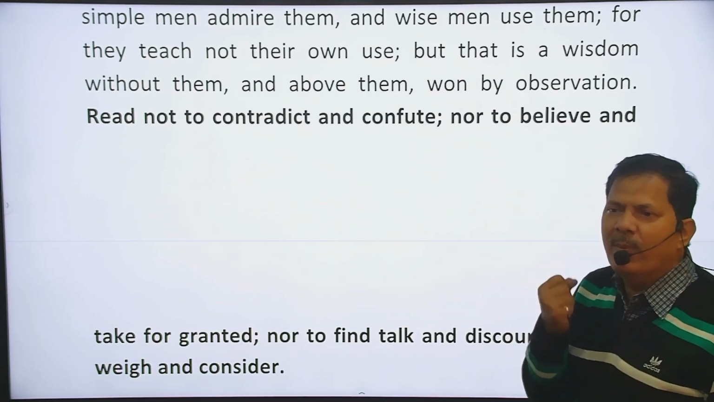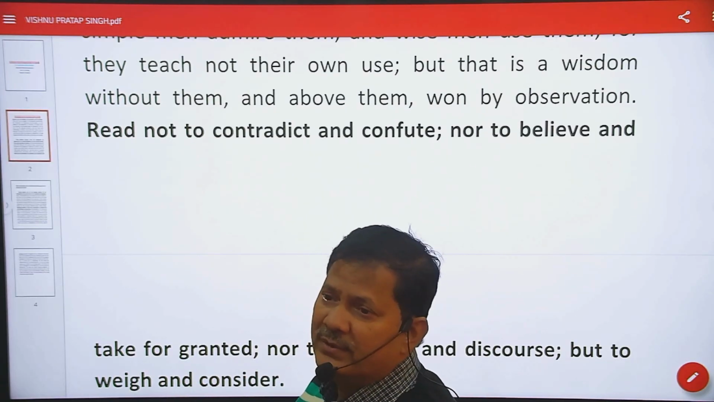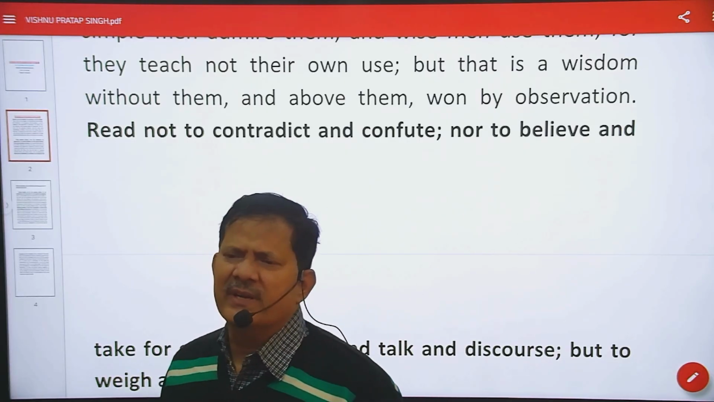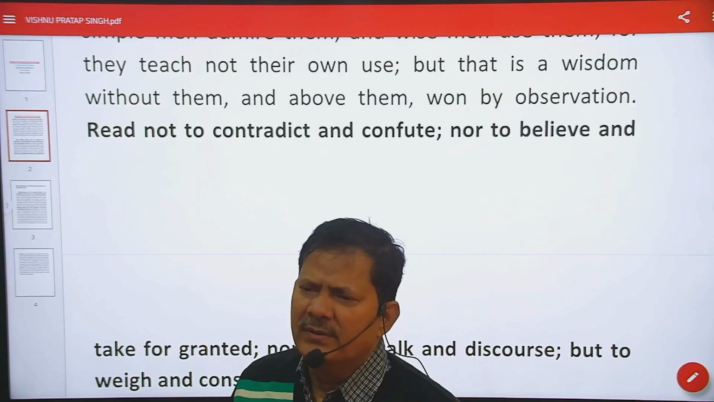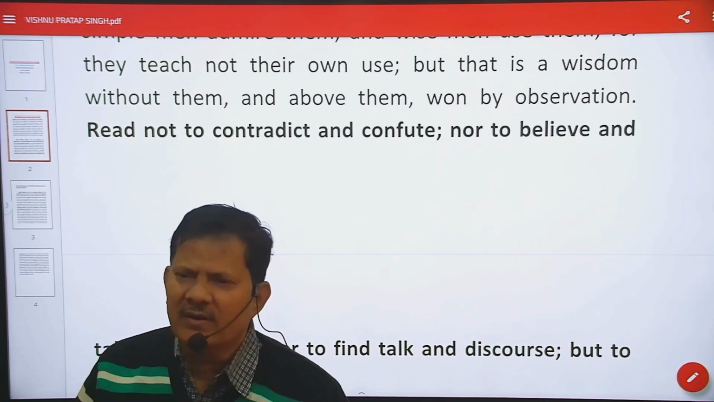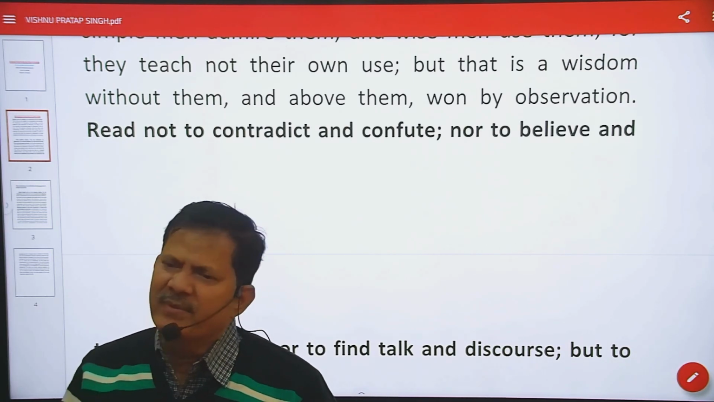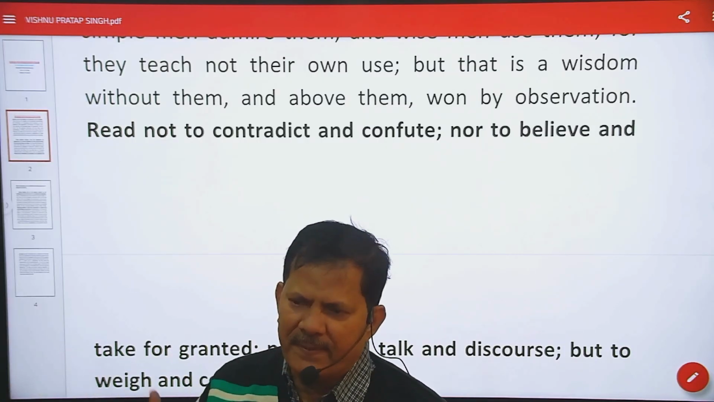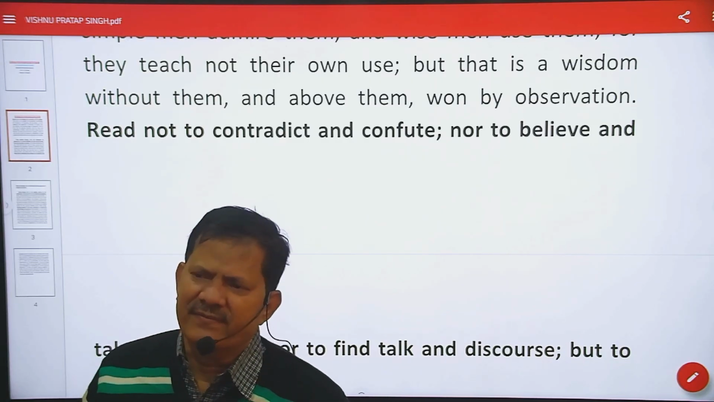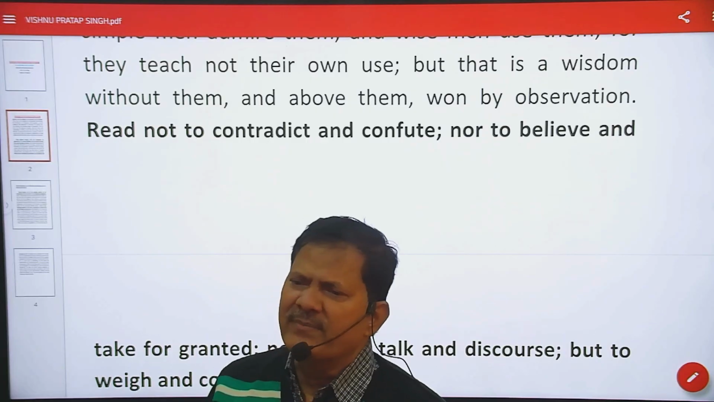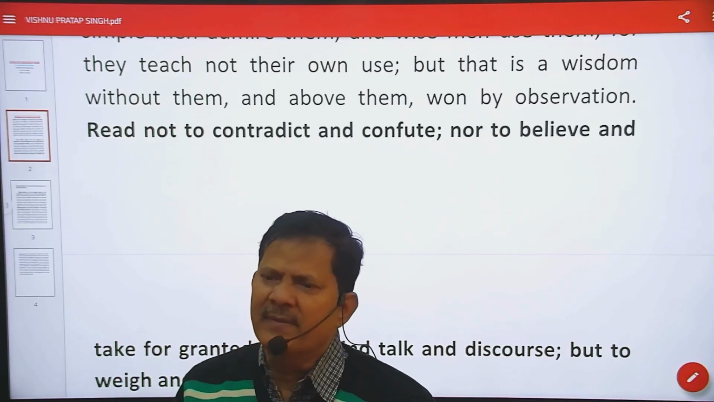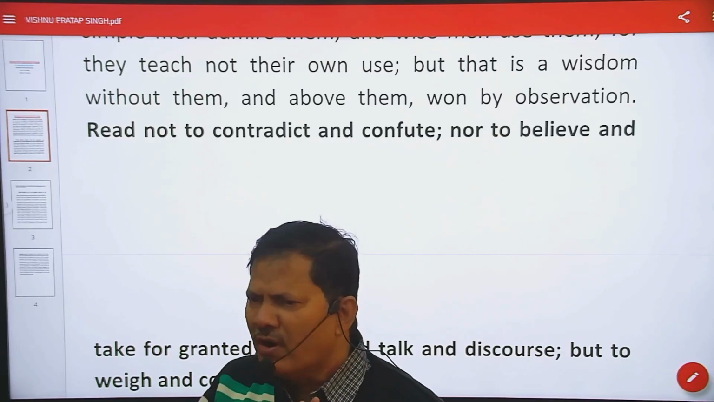In the popular aphoristic style, where he thinks in capsule form, he says not to contradict and confute, not to believe and take for granted. One should not study just to contradict somebody, saying I don't believe in you, and in order to make you wrong and prove myself right, I am studying and finding examples from different branches of studies. Or, I don't believe in something that one has said, and in order to believe it, I am studying something. Bacon says no, one should not study for this.